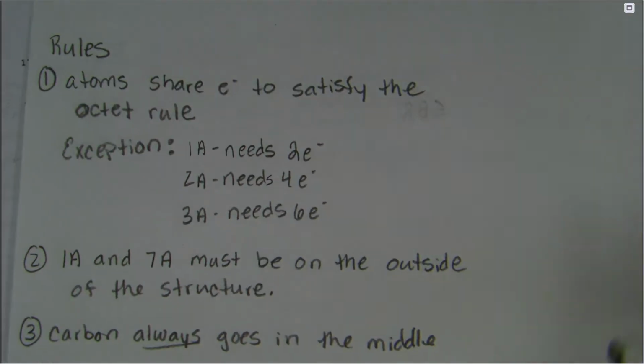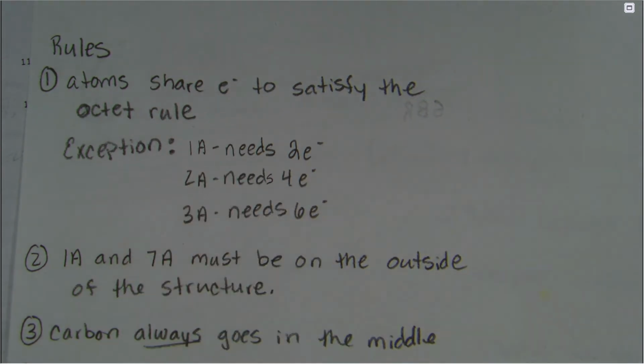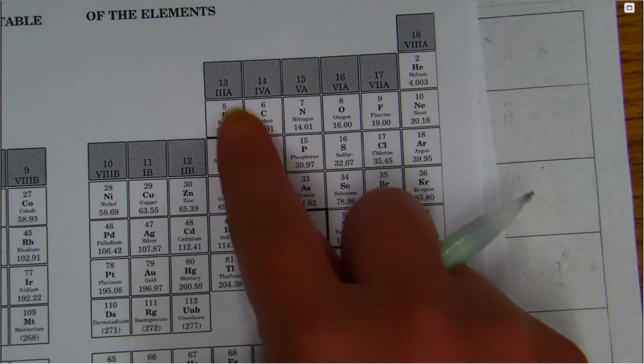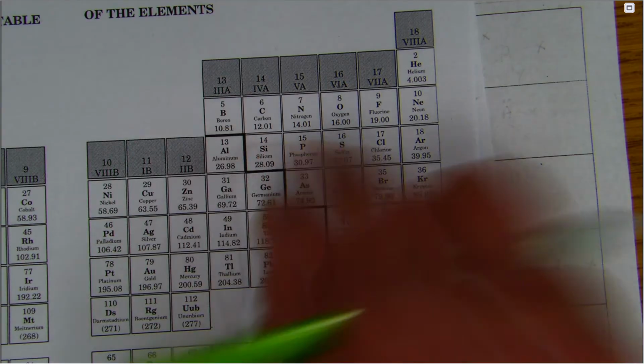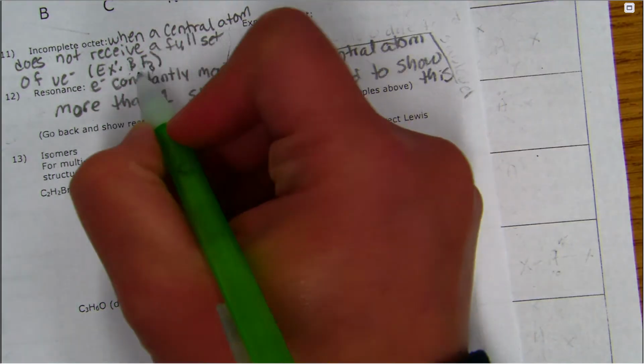For example, we can look at BF3, boron trifluoride. Now we know from our rules, there are some exceptions to the octet rule. Group 1A gets 2, 2A needs 4, and group 3A needs 6. So if we look at our periodic table, boron is in group 3A, so it only needs 6 electrons. 21 plus 3 is 24, so this has 24 electrons.